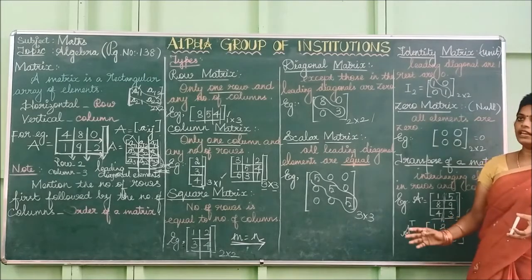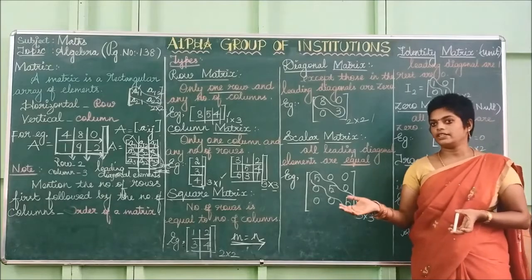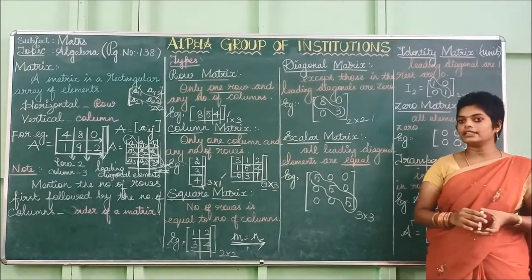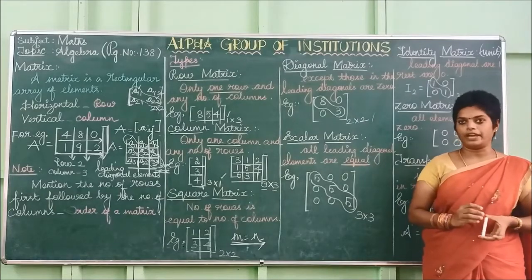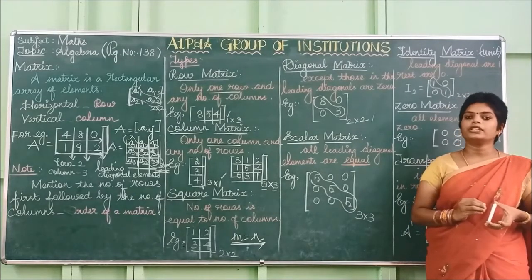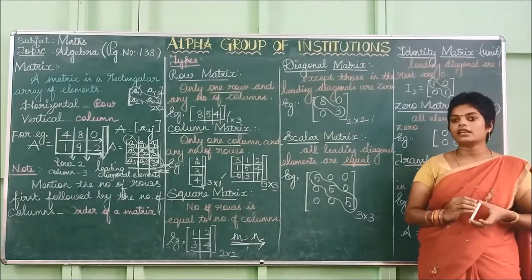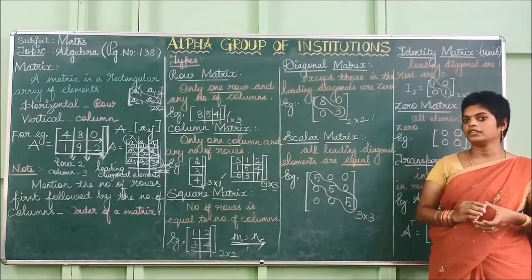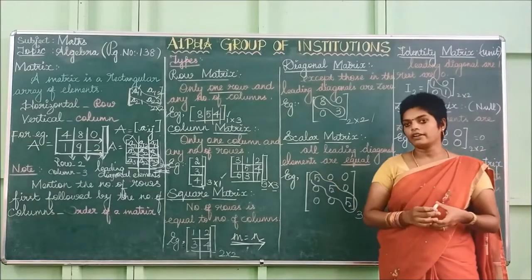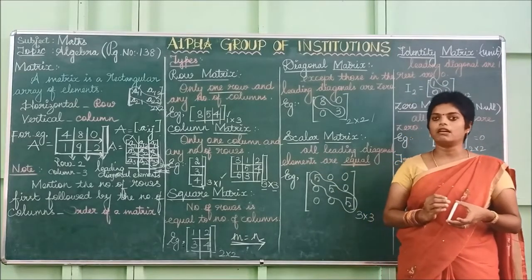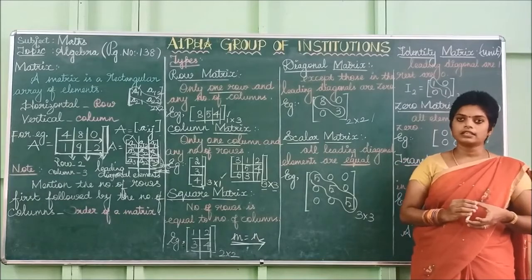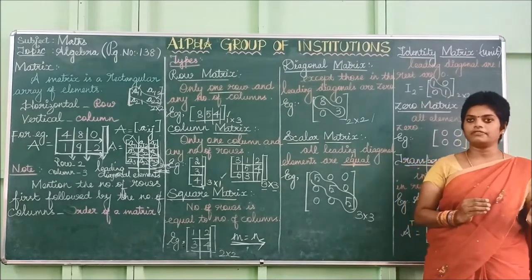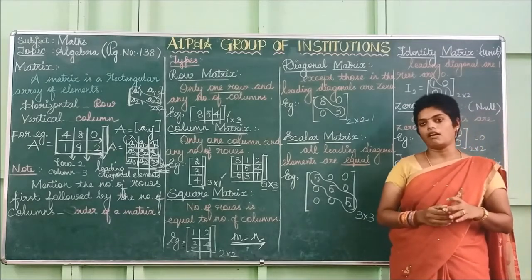Listen once again to what we have learned in the previous sessions. First of all, we learned what a matrix is. A matrix is a rectangular arrangement of elements. In this rectangular arrangement, the horizontal elements are called a row and the vertical elements are called a column. Then the order of the matrix: how do you find it? That is the number of rows into columns. Rows must be written first, then the column.